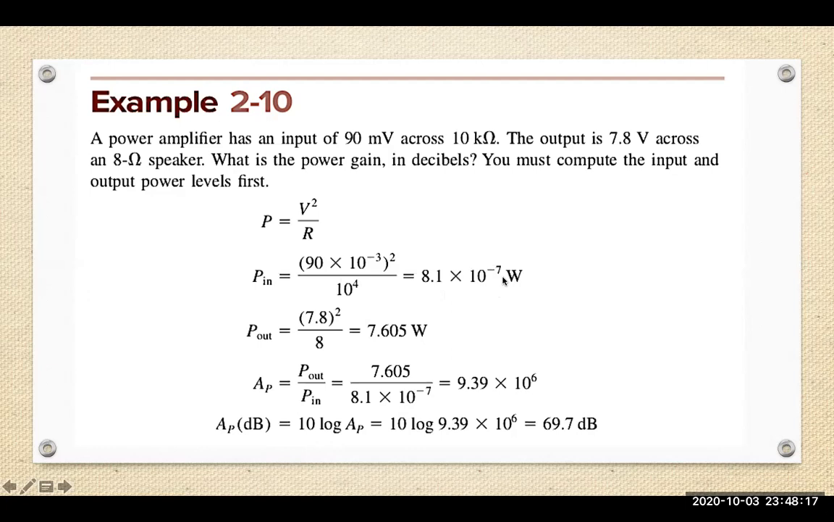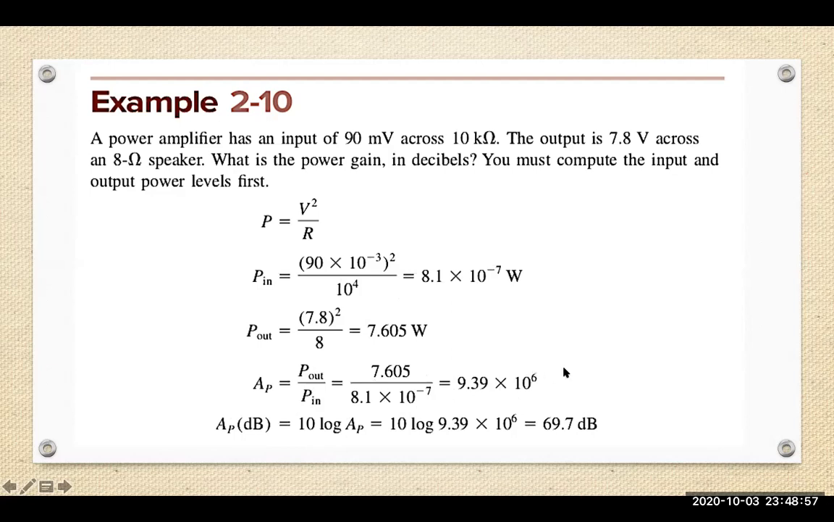Okay, now we are to solve for the power output. The voltage involved here in the output is 7.8 volts, and the resistance is 8 ohms for the speaker. So 7.8 squared divided by 8 is 7.605 watts. Now to solve for the gain, that is equal to the ratio of the power output over the power input. So we can now determine the unitless gain, 7.605 divided by the input power, 8.1 times 10 raised to minus 7. So the value of the unitless power gain is 9.39 times 10 raised to 6.